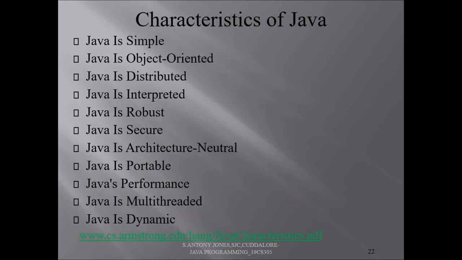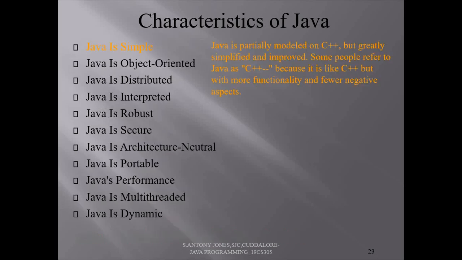Then, a very important concept, characteristics of Java. First thing, Java is simple. Next, it is object-oriented, distributed, interpreted, robust, secure, architecture neutral, portable, high performance, multi-threaded, and dynamic.